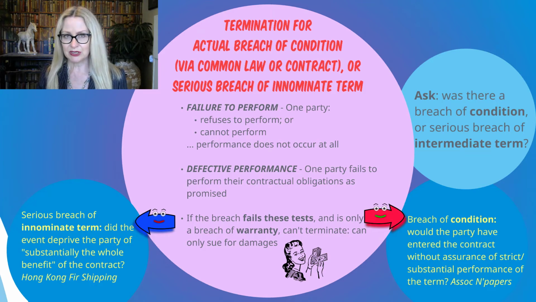The source of your right to terminate there will simply be your common law right to terminate for serious breach of an innominate term. The breach might arise by way of failure to perform, that is, they refuse or they can't perform, so performance just doesn't happen at all, or it might be defective, and we've had a look at partial performance and defective performance in this video series. Either way, there's been an actual breach, and either way, if the term that's been breached satisfies one of those red or blue tests, then you're going to be able to terminate.